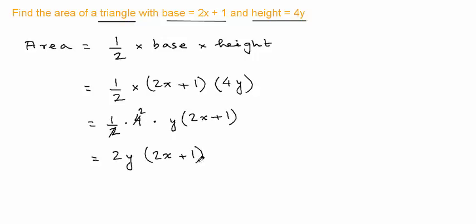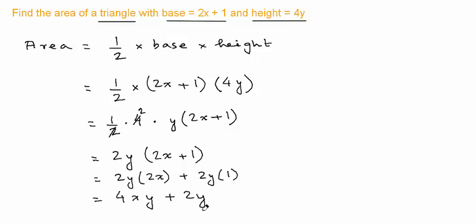And if you want to open this up, this is going to be equal to 2y times 2x plus 2y times 1, which is equal to 2 times 2 is 4, y times x is yx or xy plus 2y times 1 is 2y. Let's have one more.